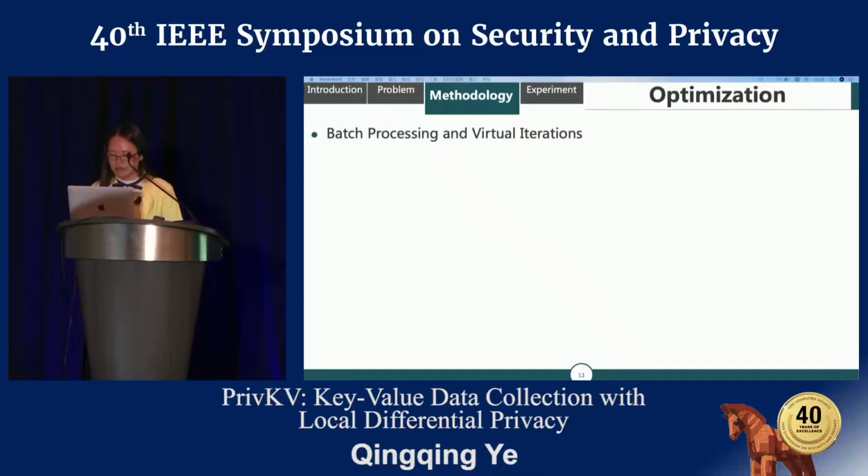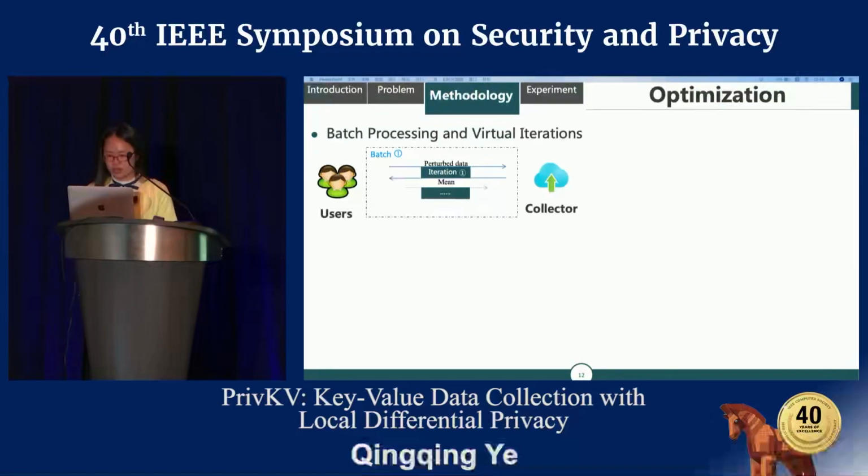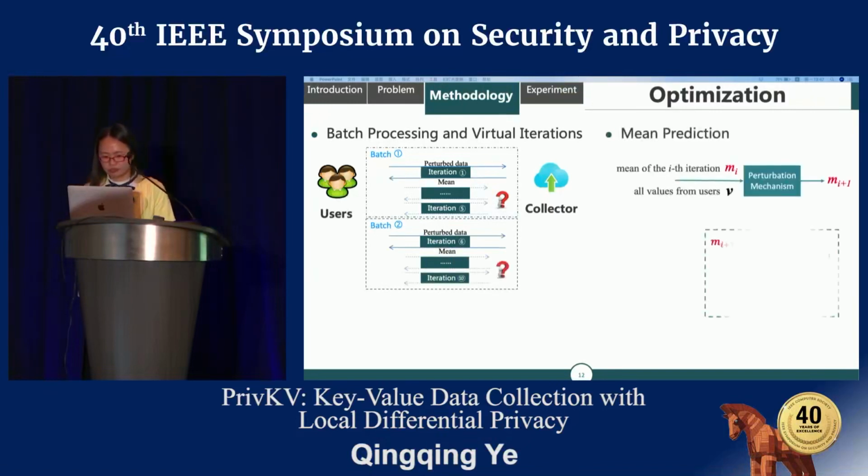Based on the above three approaches, we further propose an optimization strategy by applying batch processing and virtual iterations. That is to say, in each batch, only the first iteration is really executed, and the others are just virtual iterations, where the collector can directly predict the estimate mean without user involvement. And further, the mean prediction can be derived by a recursion, shown as this.